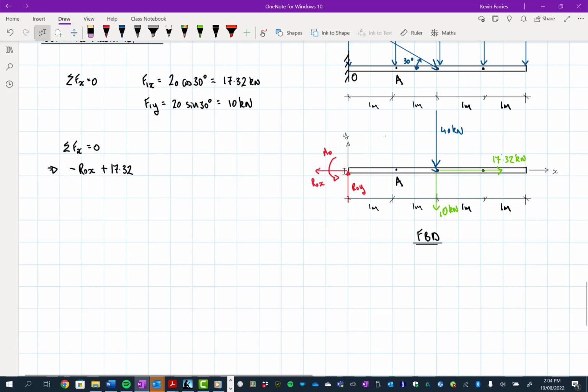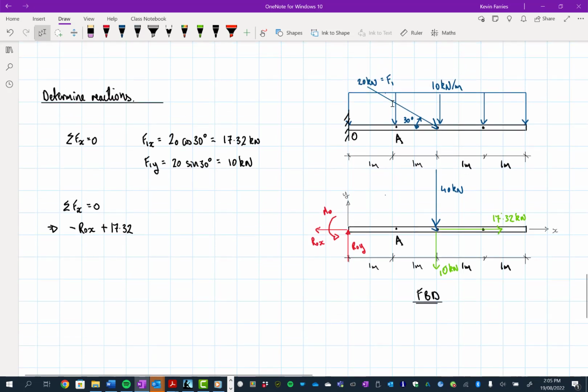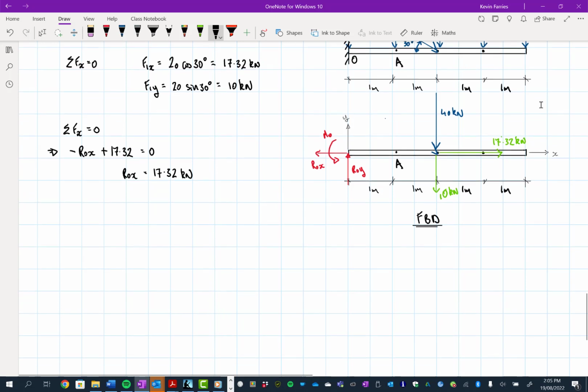And so ROX, I've drawn it on the way I want it, so that's negative, so I make sure I put it in as negative, plus 17.32. So this was the x component of this force, and those are the only x components that we have. So that's equal to 0, and then we've got the first reaction, sorry. Okay, I'll push on and get the others.